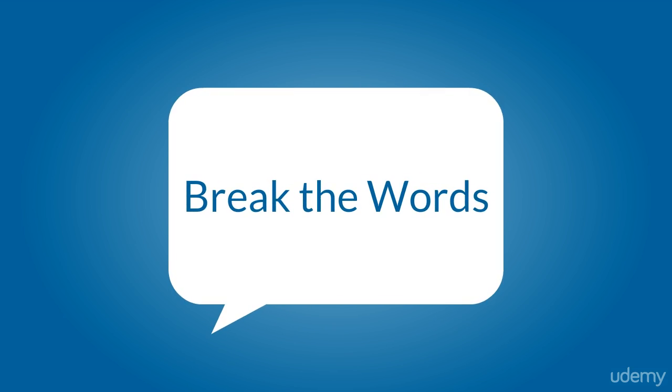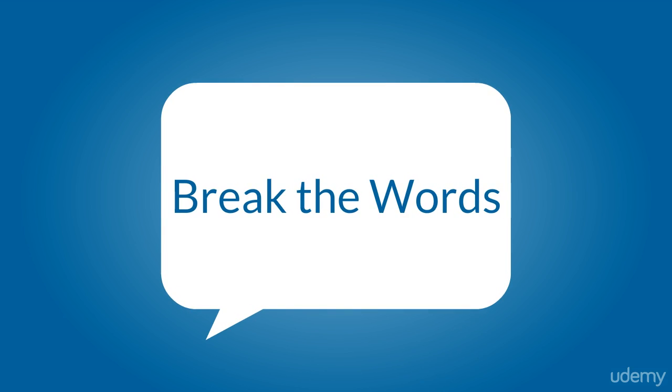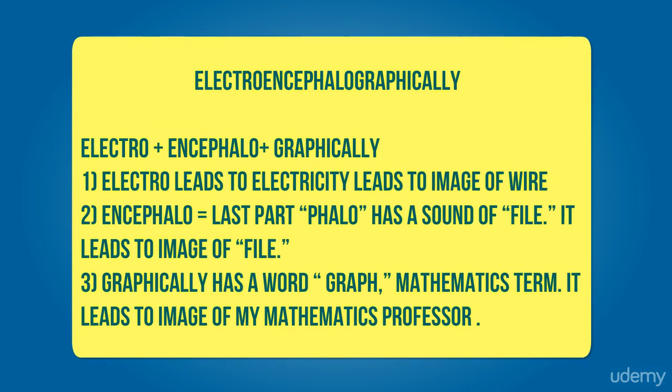Break the words. There would be some words which are complicated and no image comes to mind when you read that word. For example, electroencephalographically. No image comes to mind when you read this word. It doesn't symbolize anything. In this case, the best strategy to use is to break that word into different parts. For example, electro plus encephalo plus graphically.